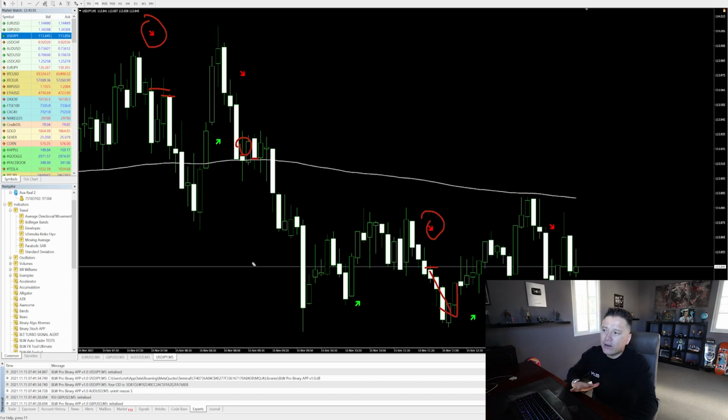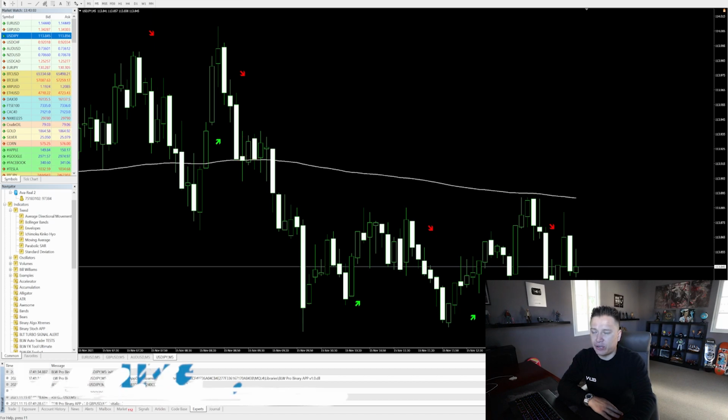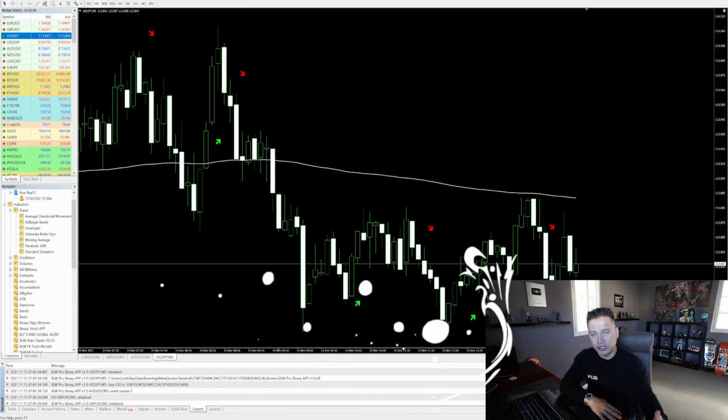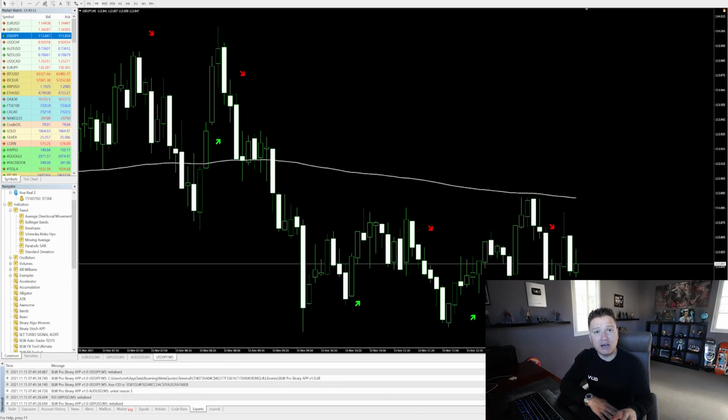Now, right now, I'm going to show you the live trades that I personally took in order for you to fully understand how this application is working. With these live trades that I'm going to show you, you're basically gonna get the full idea as to how the indicator works. So let's go ahead and take a look at it.